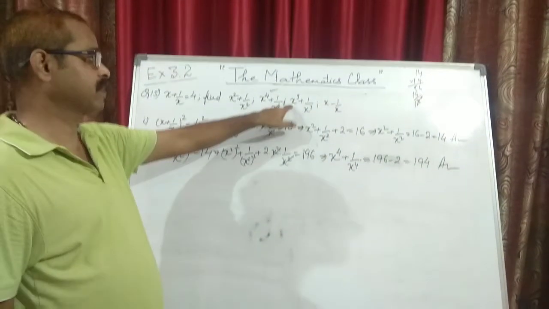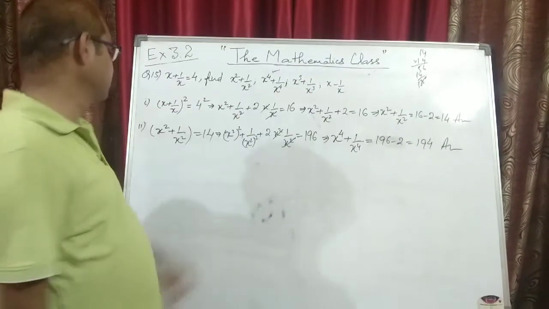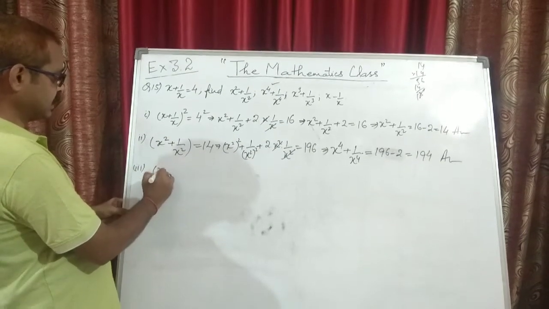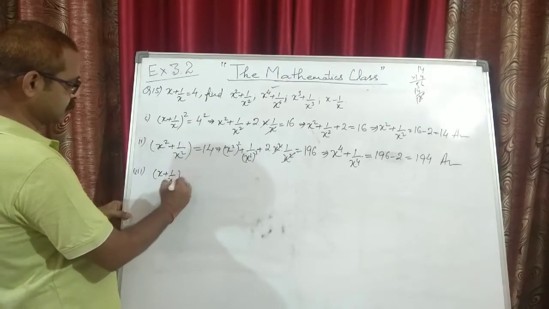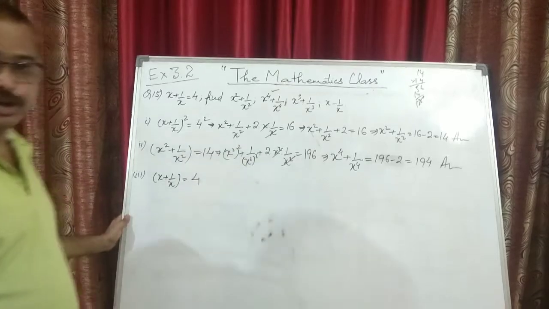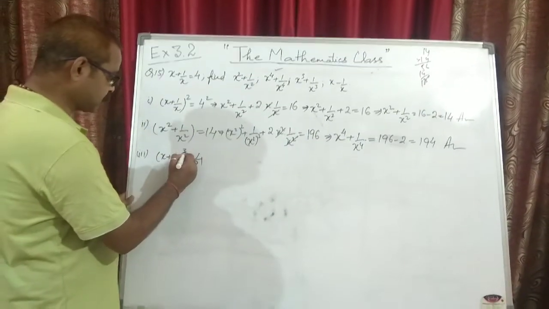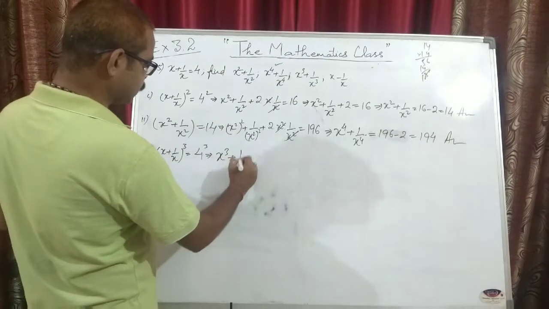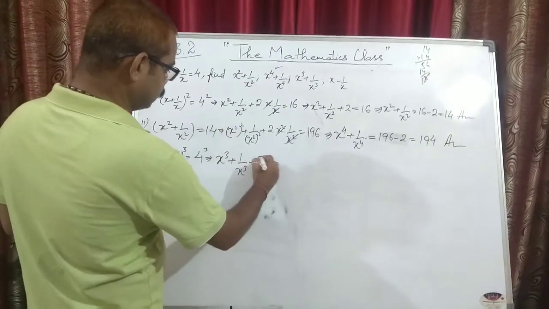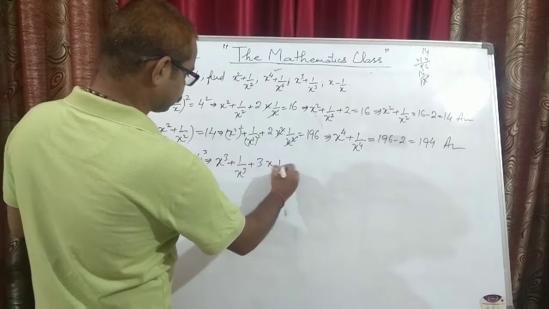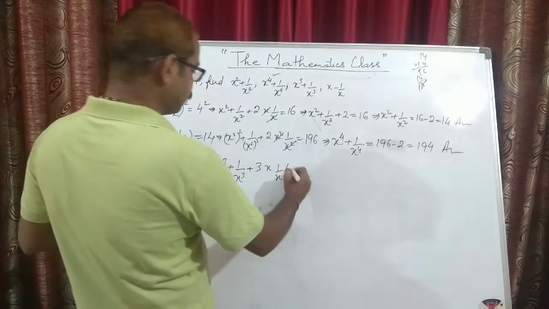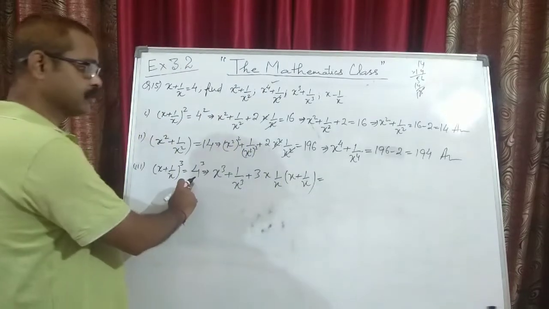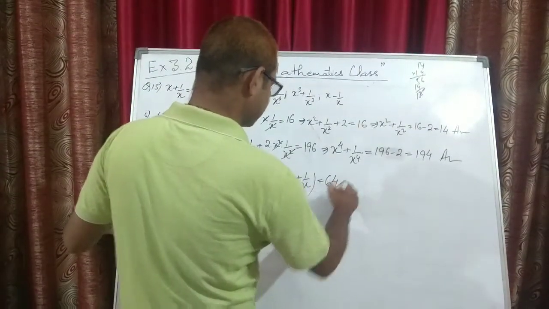In the third part, you need to find out x cube plus 1 upon x cube. So you remember the formula. If we say x plus 1 upon x is equal to 4 and we cube both the sides, to the power 3 and to the power 3, so it becomes a cube plus b cube plus 3ab into (a plus b) according to the formula. 4 into 4, 16, 4 is 64. So this becomes 64.